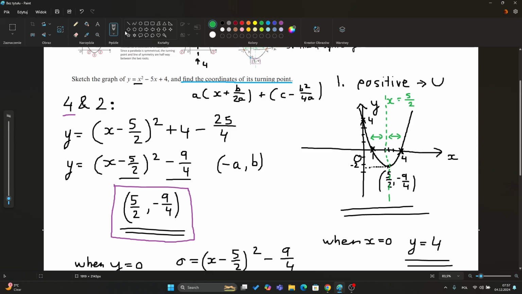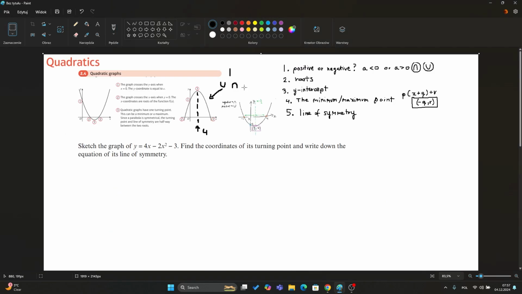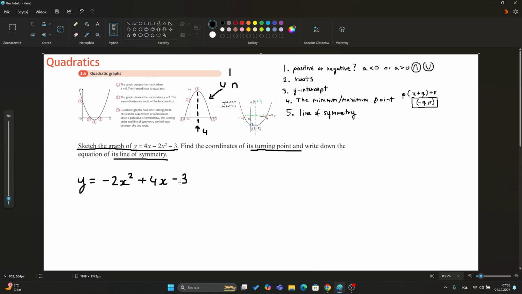Now we have another question, where the question asks us to sketch the graph, find the coordinates of the turning point and write out the equation of the line of symmetry. So here we need to do 3 things to answer the question. And now y equals minus 2x squared plus 4x minus 3 is our equation to be solved.